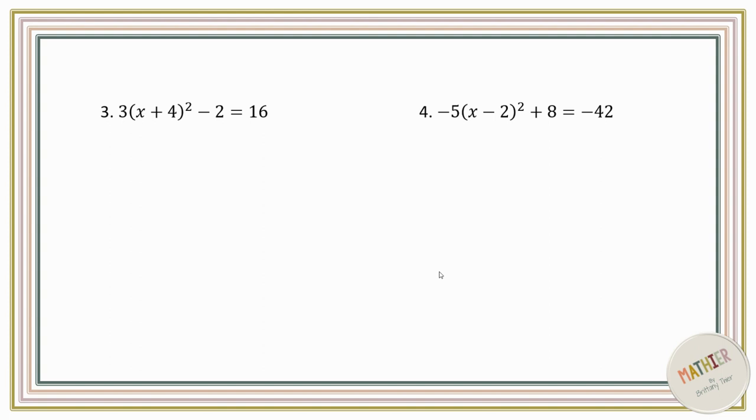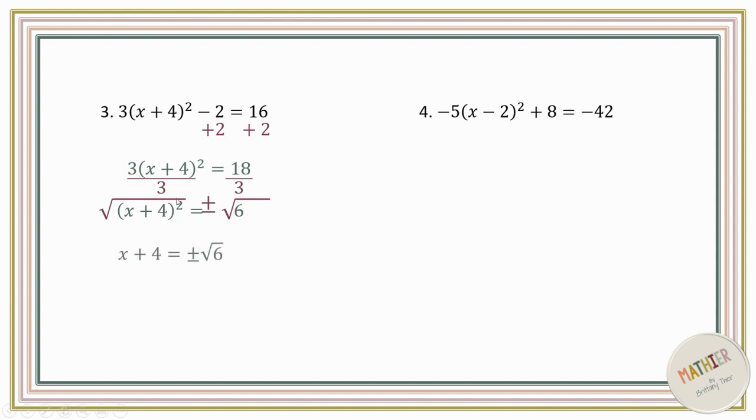Following that same order as before, for number 3, we want to isolate x, get rid of everything outside of the parentheses first. Add 2 to both sides, divide both sides by 3, and then we take the square root of both sides. Now this time, when I have the square root of 6, 6 is not a perfect square, so I'm just going to be getting an irrational answer.